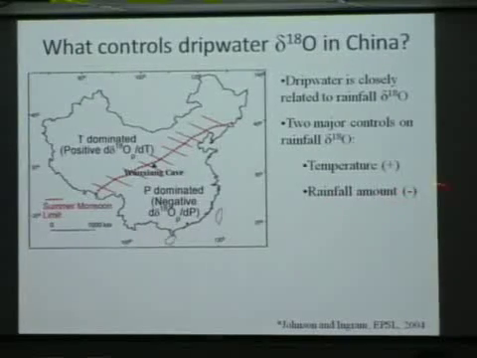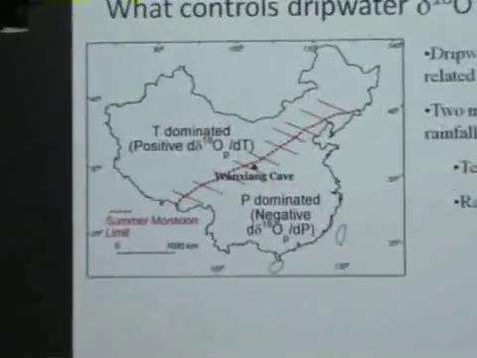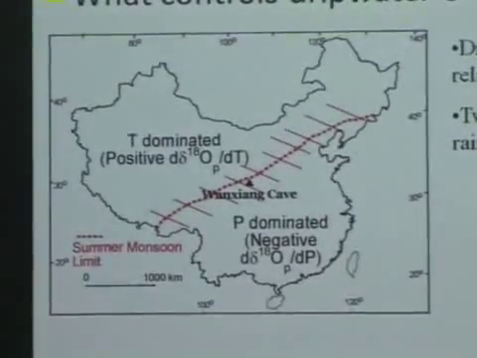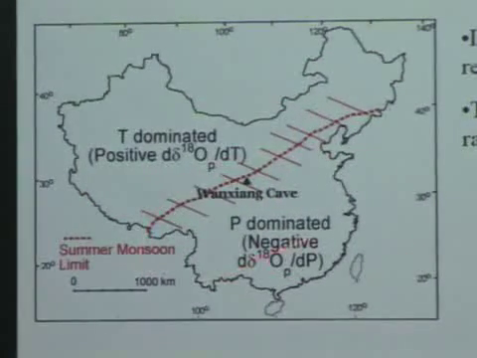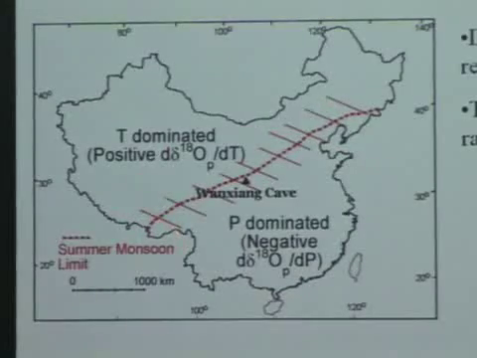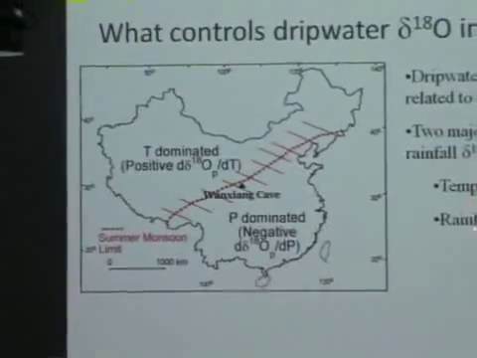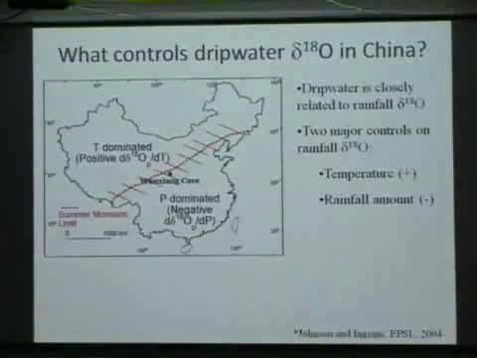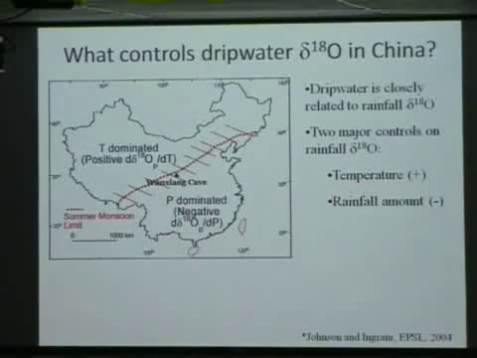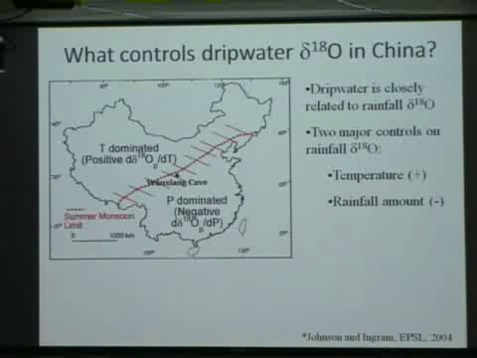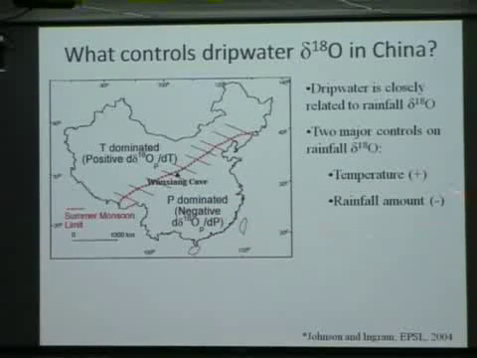So wetter conditions lead to more negative delta 18O, and higher temperatures lead to more positive delta 18O. I've done some statistical analysis of rainfall delta 18O data for China in order to investigate the relative importance of these two effects. What we found wasn't too surprising, and it's been shown in other studies, for other monsoon regions and for the tropics: in these regions, the rainfall amount effect, the negative change in delta 18O with increased rainfall, is the most significant.